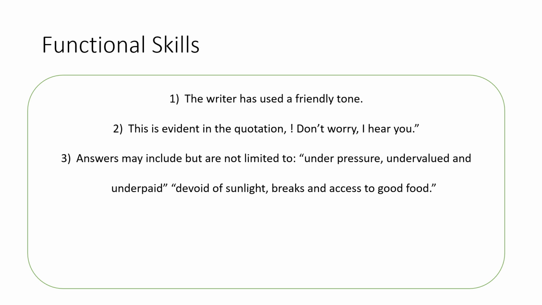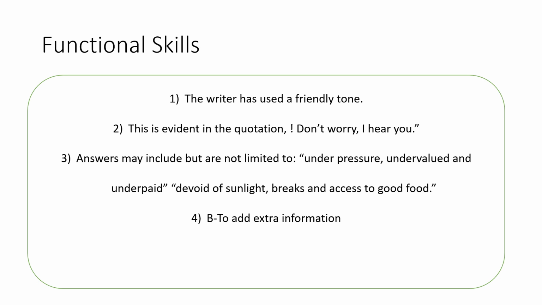Number 3. Answers may include, but are not limited to, under pressure, undervalued, and underpaid, or devoid of sunlight, breaks, and access to good food. So each one of these examples, you've got 2 examples there, will count as a triplet or a group of 3. Number 4. So the point of brackets is to add extra information.